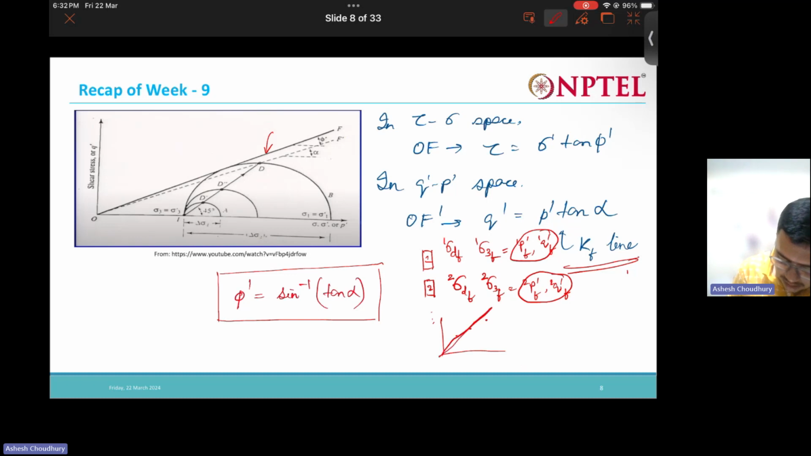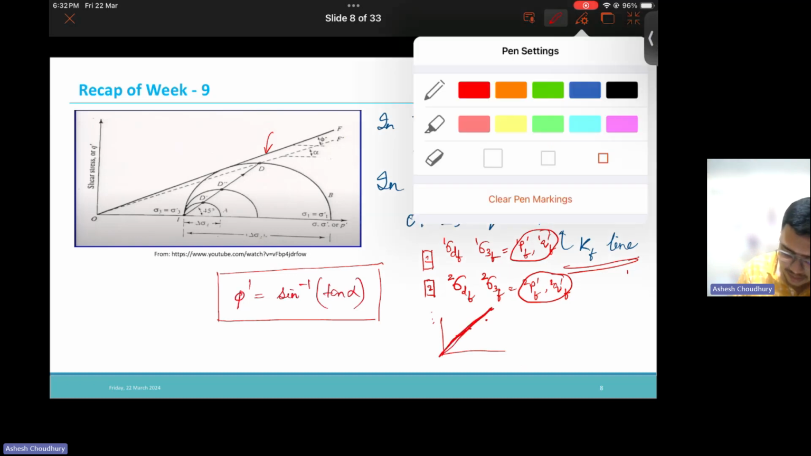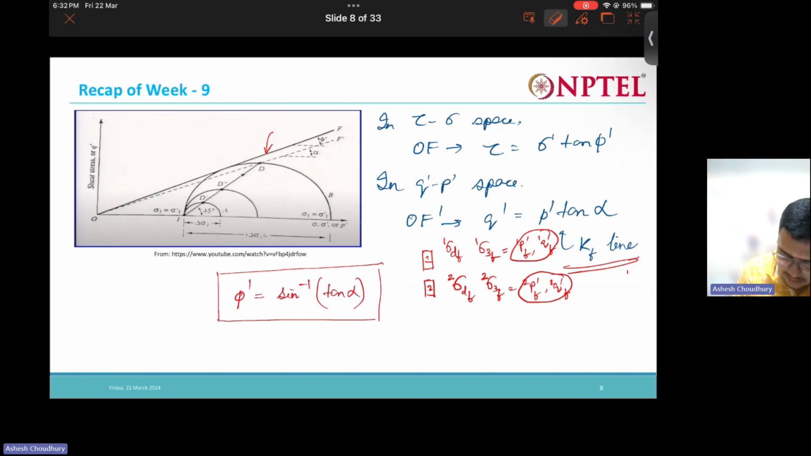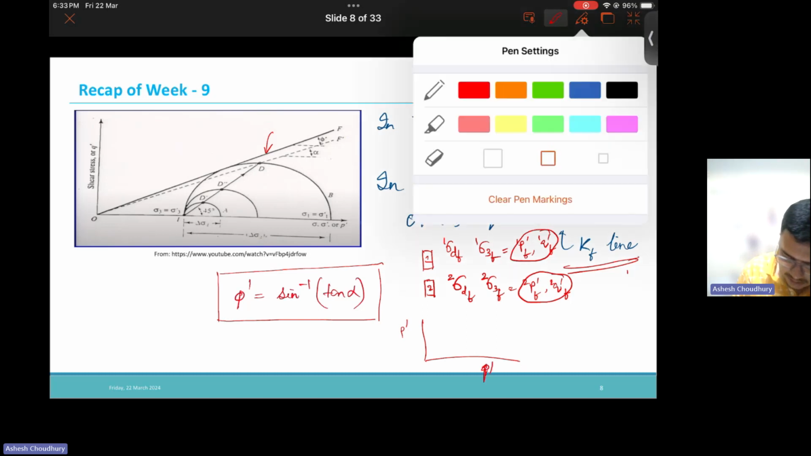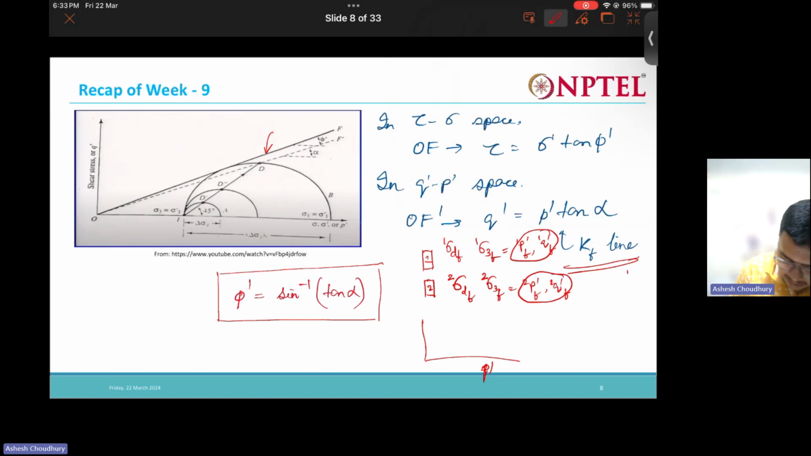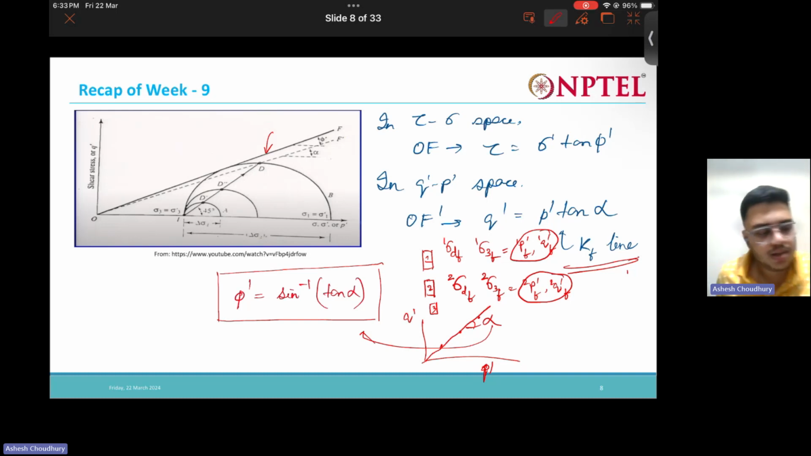So if you plot these points in p q space, you get a straight line. One more test you can do, and you get a straight line, and that angle measures alpha. So from alpha you can directly get phi using this relation, in case of the CD test.